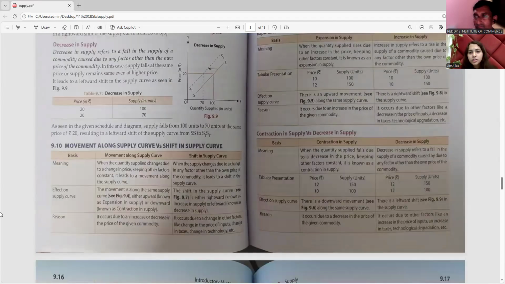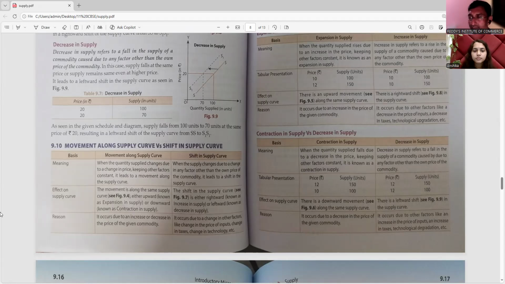So for expansion and increase, in the tabular presentation, do we have to make the graphs as well? Not necessary when a distinction is asked. Okay, just the table. But if any question asks for a specific short note, or a long question is asked in the examination, write a note on this, then in this case you need to write both tabular form as well as graphical form, along with explanation and conclusion, not only the tabular form and graphical presentation.